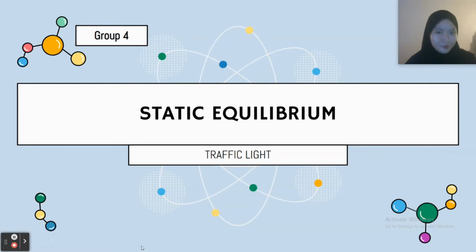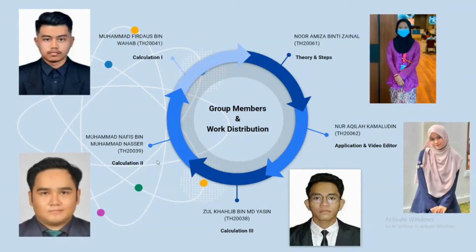So we are from group 4 and we're going to present about static equilibrium. The topic that we had chosen and agreed together is a traffic light. As you can see, these are our group members and work distributions.